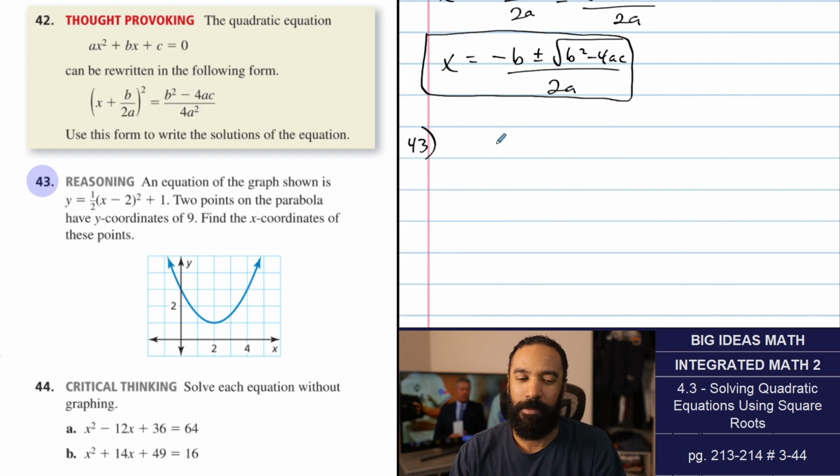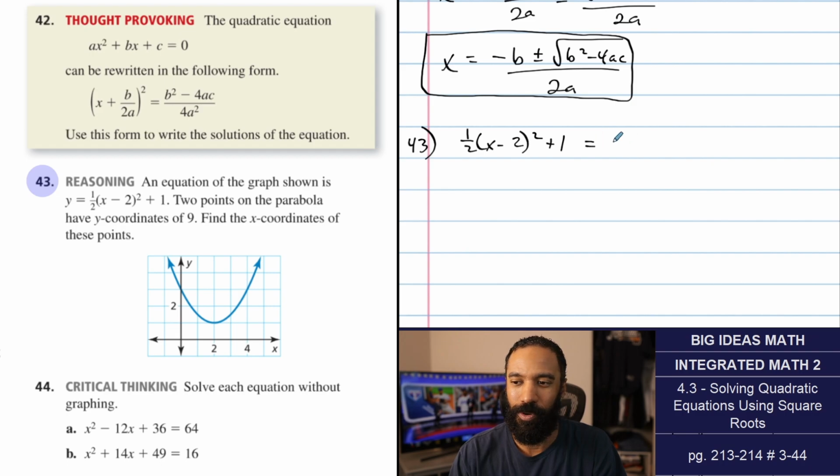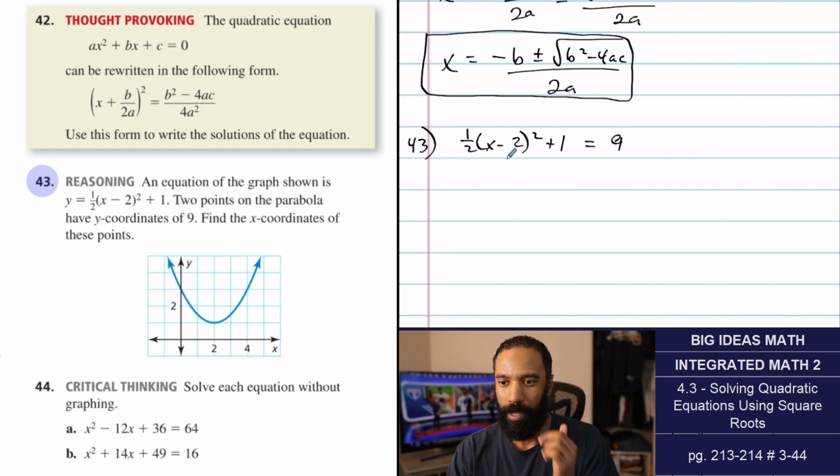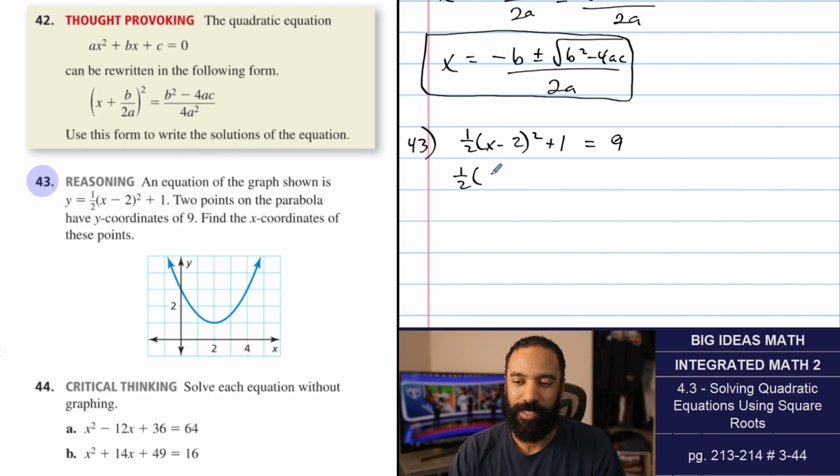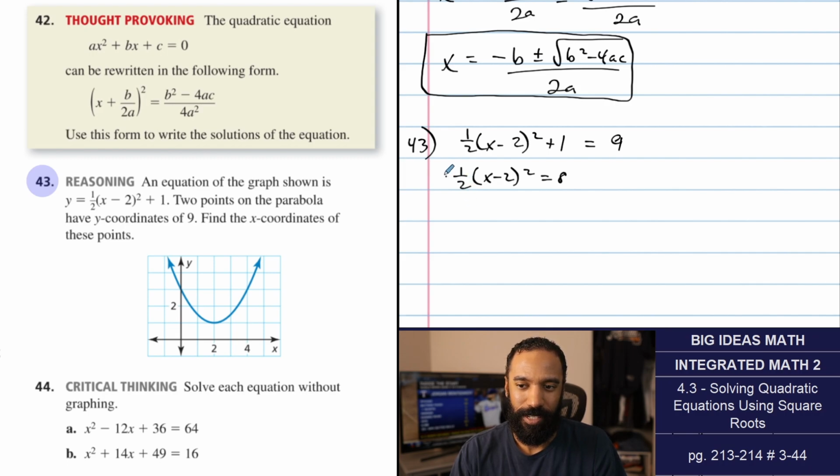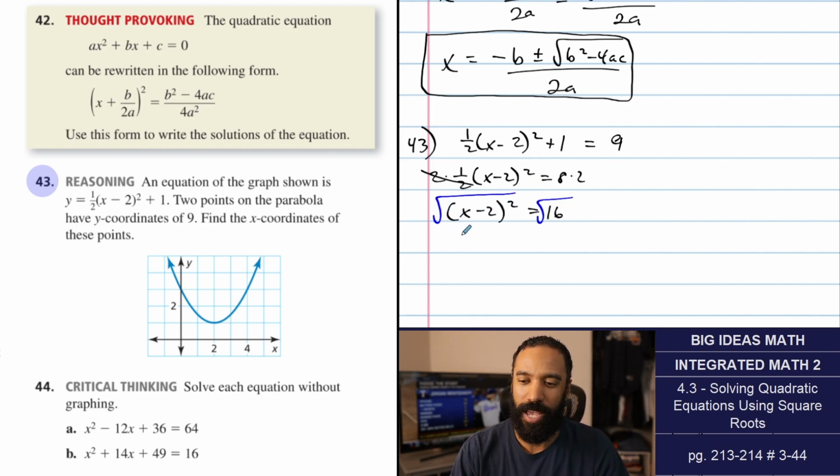But let's find them by setting 1/2 times x minus 2 quantity squared plus 1 equal to 9. Let's subtract 1 from both sides. Let's multiply both sides by 2. We'll get x minus 2 quantity squared equals 16. So notice, I didn't expand this thing out, right? I can solve using square roots because I can get this guy by itself. So let's take the square root of both sides to get x minus 2 equals plus or minus 4. And let's add 2 to both sides.